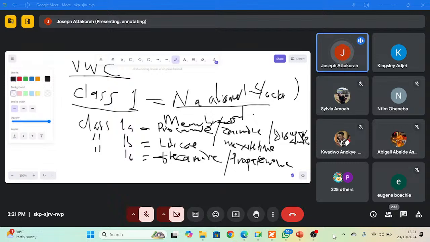So I'm saying that this is the way we understand medications. Why this classification? Who can tell me? Class 1 is subdivided into class 1A, class 1B, class 1C. Who can tell me why this classification into 1A, 1B, 1C?